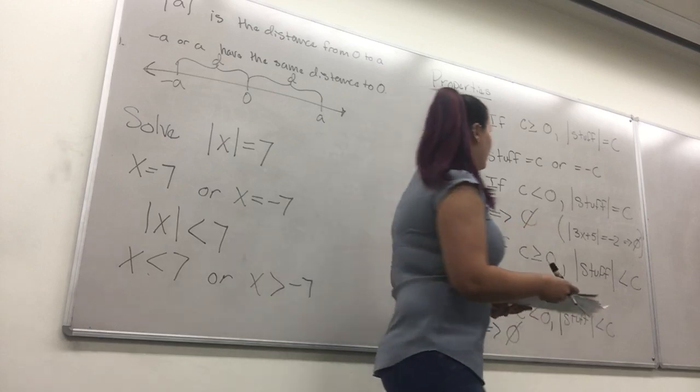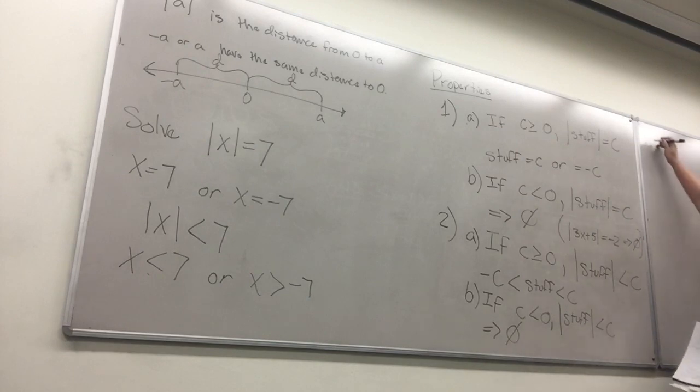Okay? Now, the next property. So we've done equals, we've done less than, now we're going to do greater than. Started out the same way. C is greater than or equal to 0, so we have positive, we have stuff, and we have it greater than that number. What that means is you have the stuff being greater than C, or you have the stuff being less than negative C.